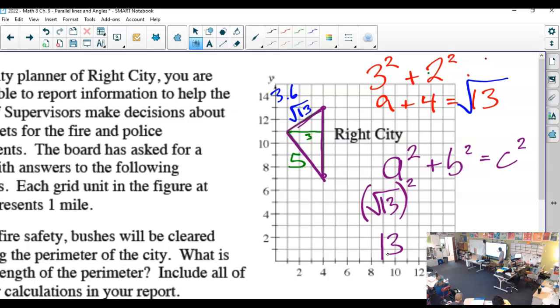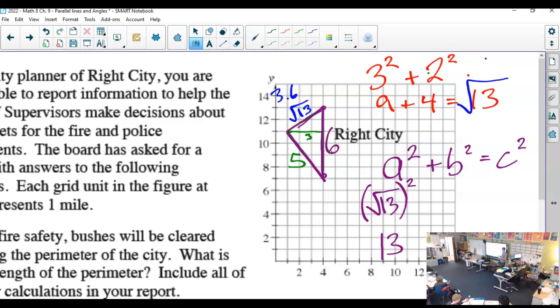How long is this edge? 6. So what's 6 plus 5? 11. Plus 3.6? 14.6, so a little under 15. Now, they ask us, is Right City a right triangle? No. So now we got to test. Now we got to test the Pythagorean theorem, see if it comes out true.